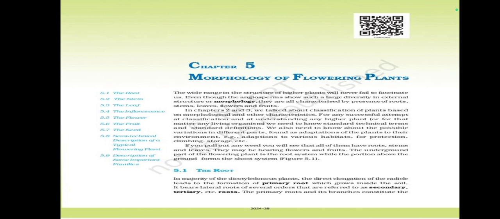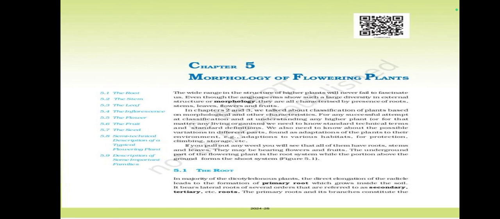If you pull out any weed, you will see that all of them have roots, stems, and leaves. They may be bearing flowers and fruits. The underground part of a flowering plant is the root system, while the portion above the ground forms the shoot system. Figure 5.1.